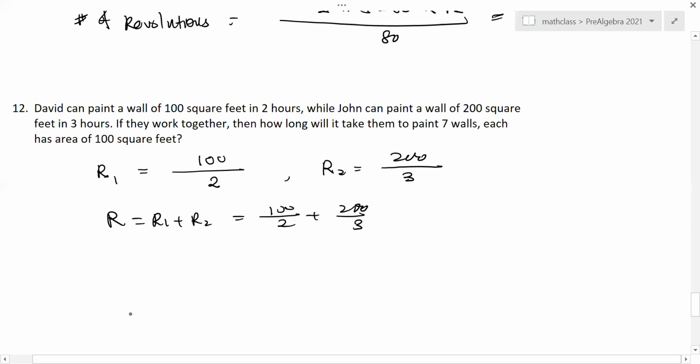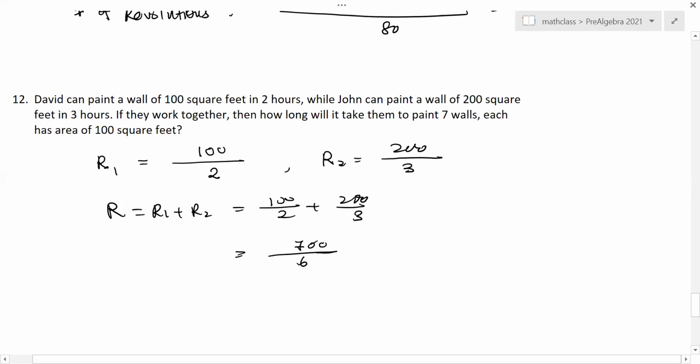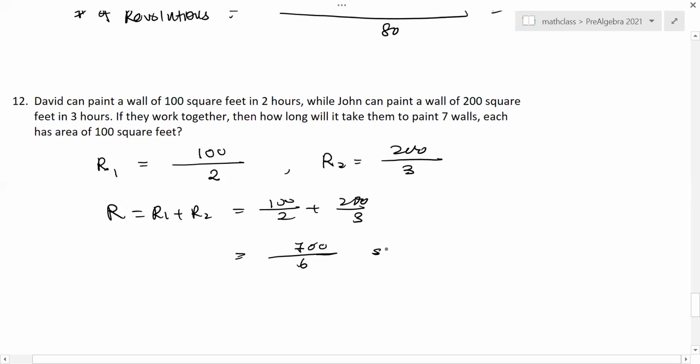What I'm going to do is combine them. So it's going to be 6 here. 3 plus 4 is 7, so 700. You can do this computation: 700 divided by 6, in square feet per hour. Now the total area is going to be 7 walls, each of them 100, so 700 square feet.